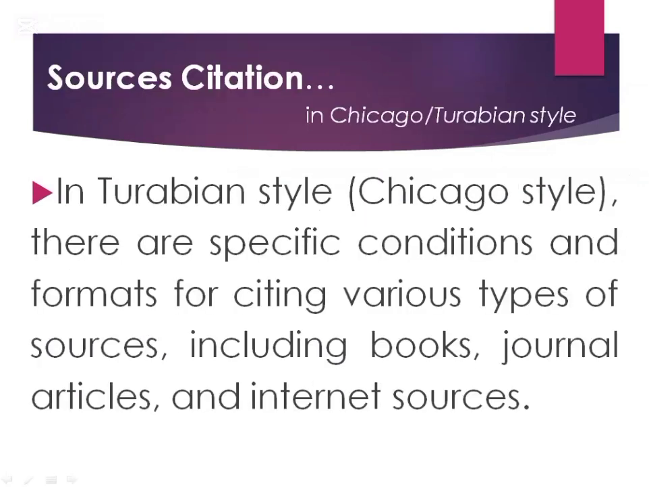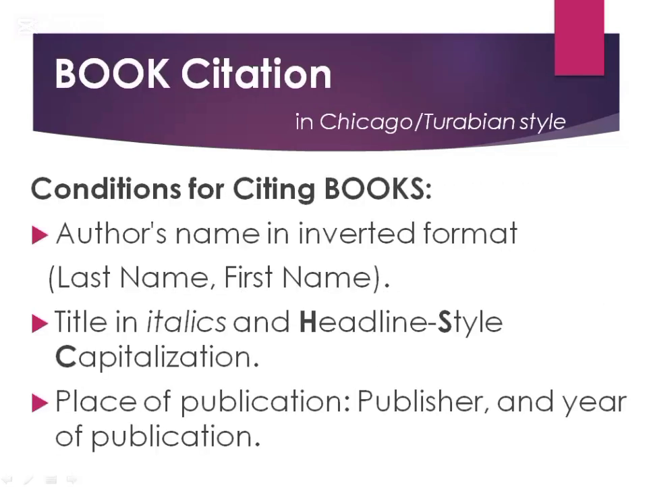Now, let's look at how we can cite our sources. In Turabian style, there are specific conditions and formats for citing various types of sources, including books, journal articles, and internet sources. For book citations, the first condition is the author's name. The author's name must be written in inverted format. That is, the last name comes first, followed by the first name. Then the title in italics and headline style capitalization.